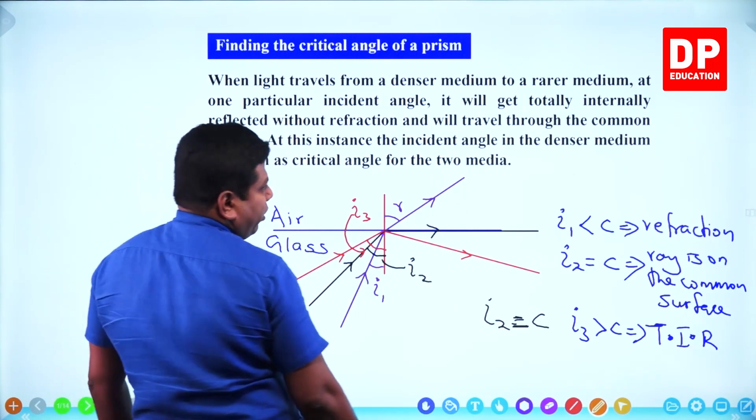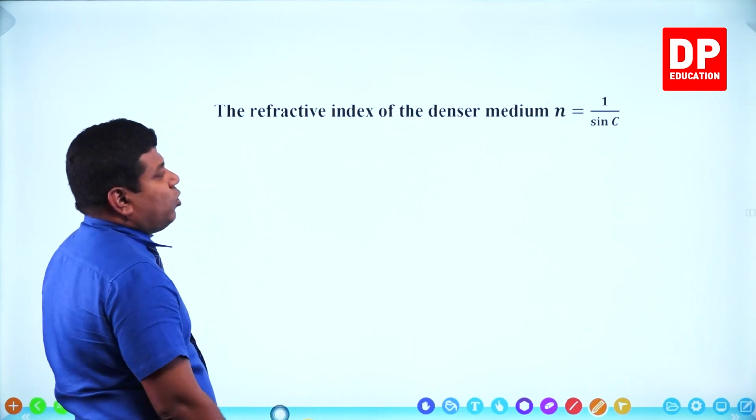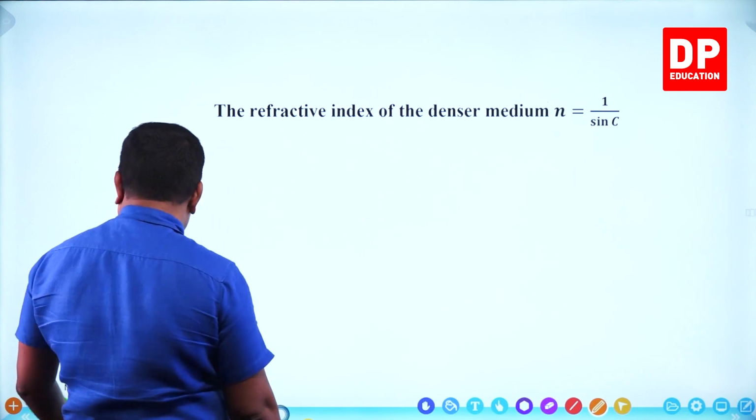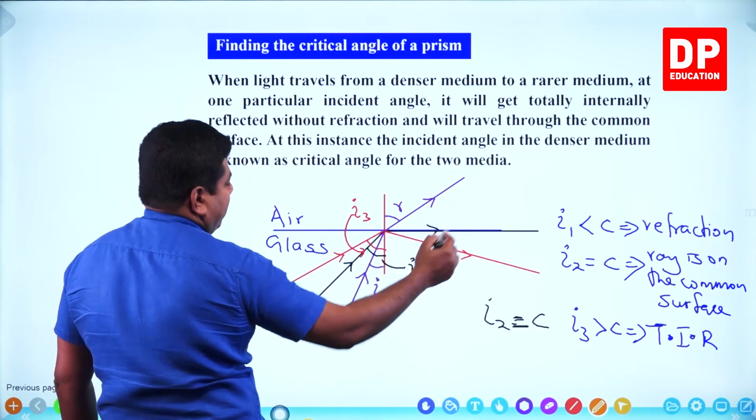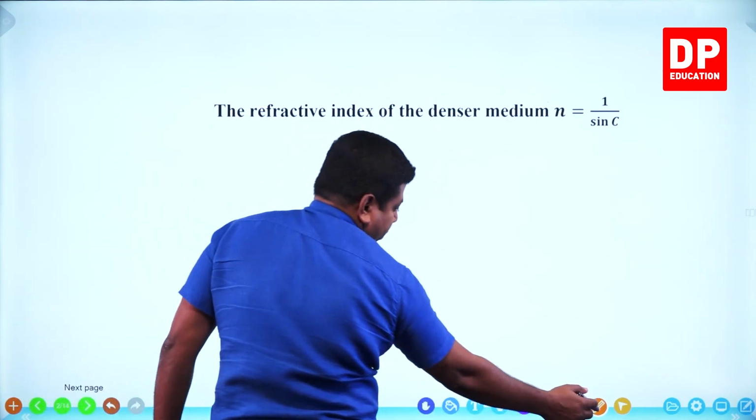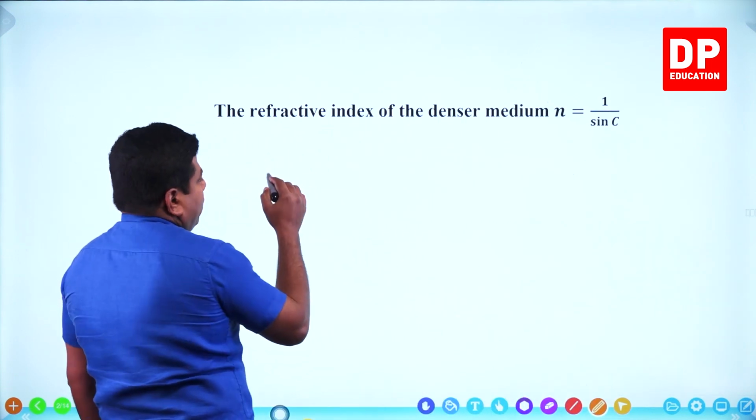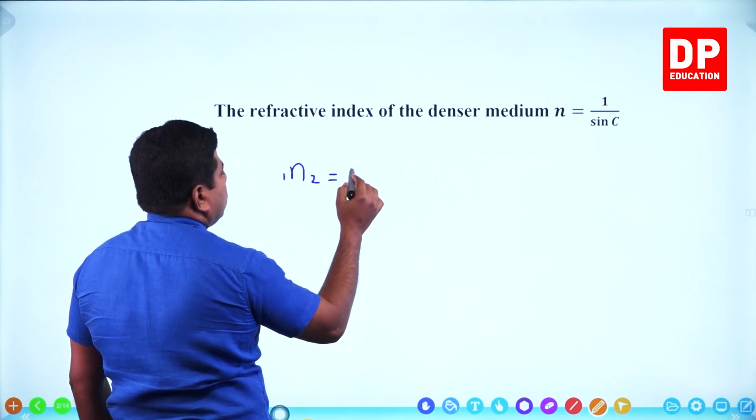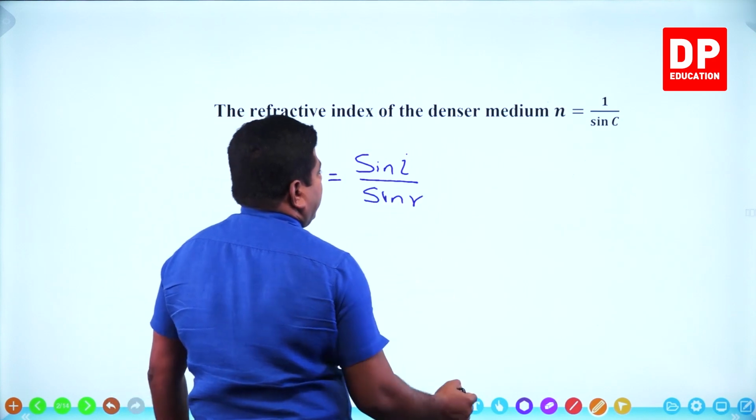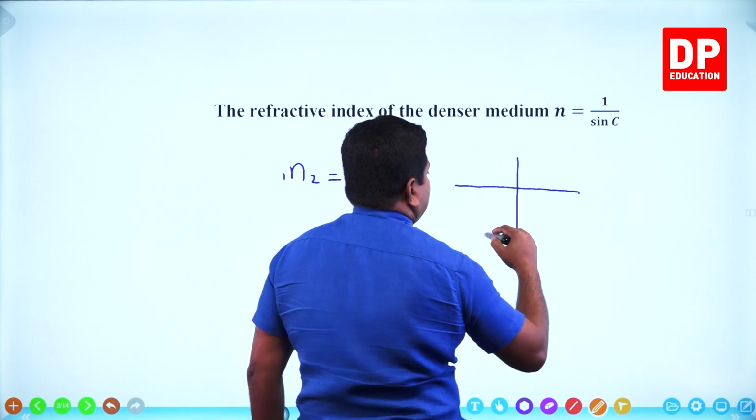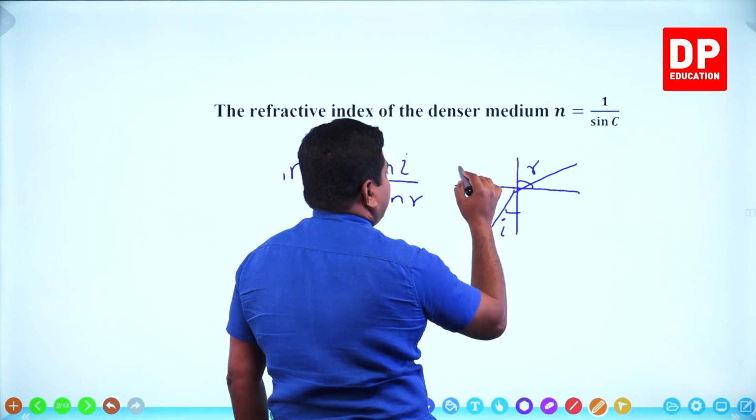And one more thing you didn't know about critical angle: the refractive index of the denser medium n will be 1 over sin C. What is that? See, in this case, consider the black one. You know Snell's law: n12 = sin i over sin r, where i is the angle in the first medium and r is in the second medium.